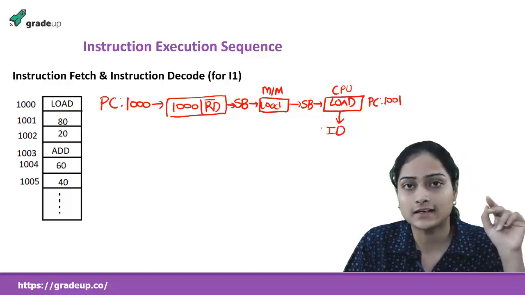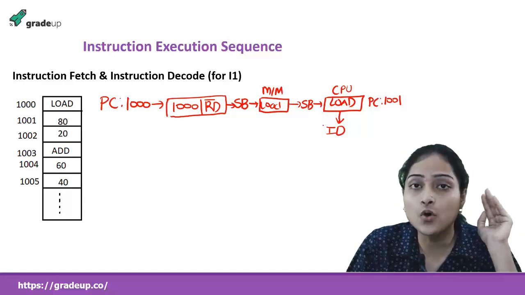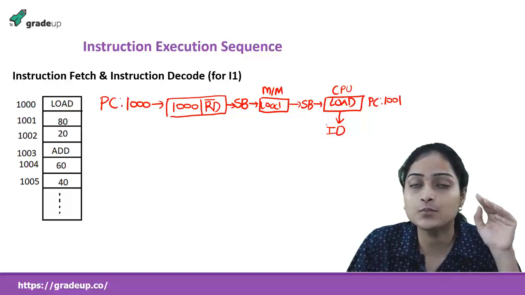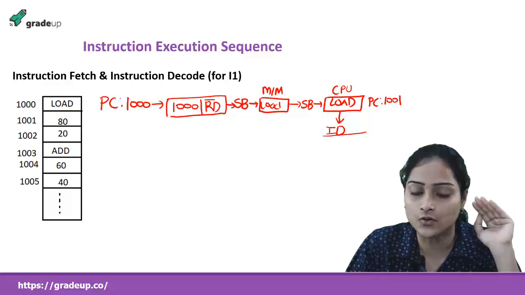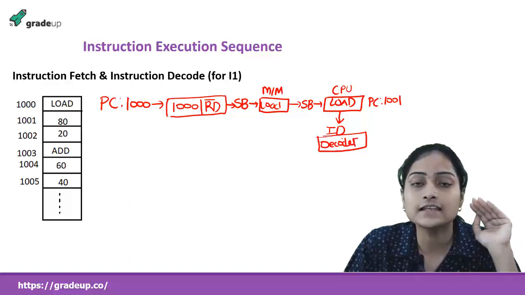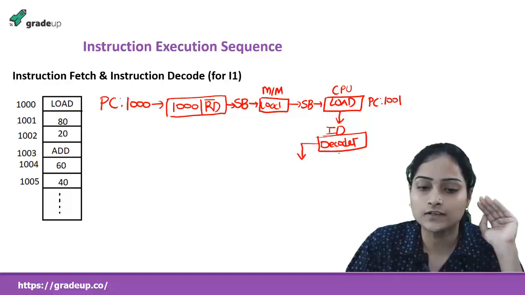CPU has some instruction. CPU wants to execute it. For its execution, CPU should know the meaning of this instruction. To know the meaning of this instruction, CPU will give it to instruction decoder. Now decoder. Let us see the functioning of this decoder. This decoder is going to perform three things.